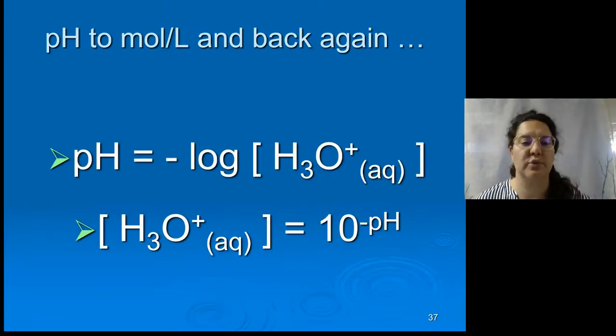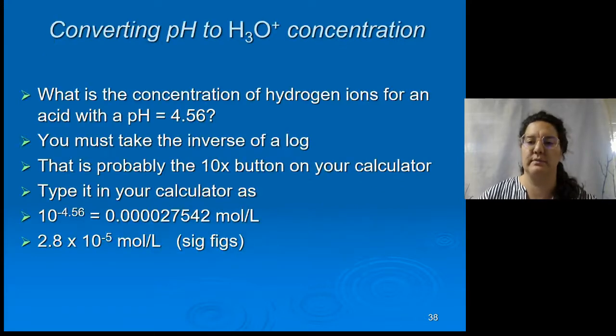We can convert between these two. So again, these formulas are in your data booklet. So if you're given pH and you go 10 to the negative pH, you get your hydronium ion concentration. And if you're given the hydronium ion concentration and you want to find pH, you take negative log, and then you put in your hydronium ion concentration to get the pH.